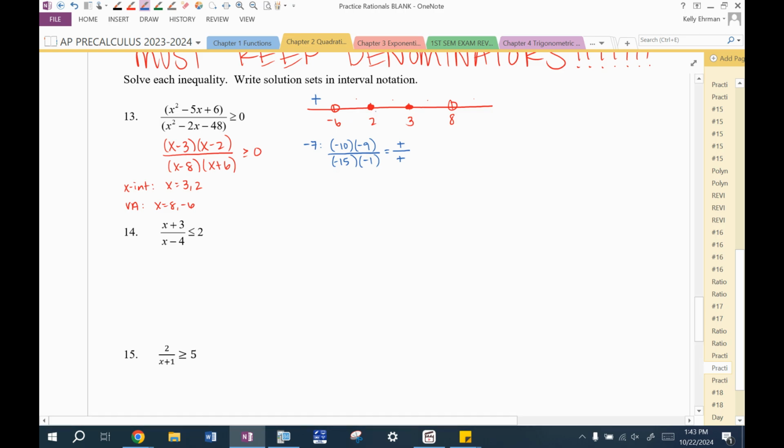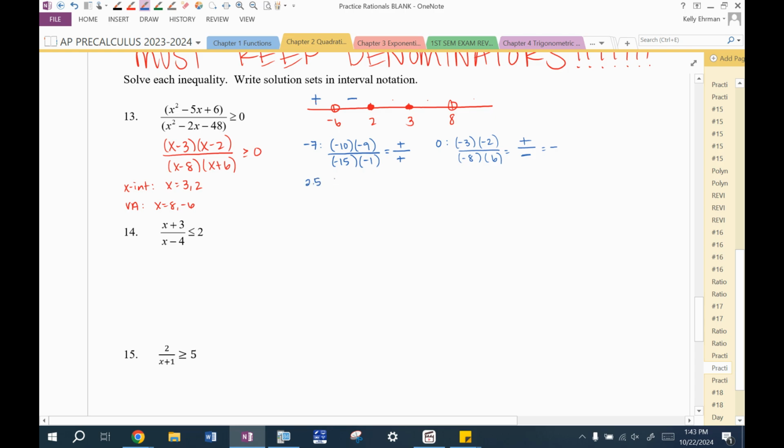What's between negative 6 and 2? Lots of numbers, but 0 is. I always like to put that in. If you put in 0, you could go back to the unfactored form. That would give you 6 over negative 48. Or you could say, okay, negative 3 times negative 2, over negative 8 times 6. That's a positive on top, but you're dividing by a negative. So that's negative overall.